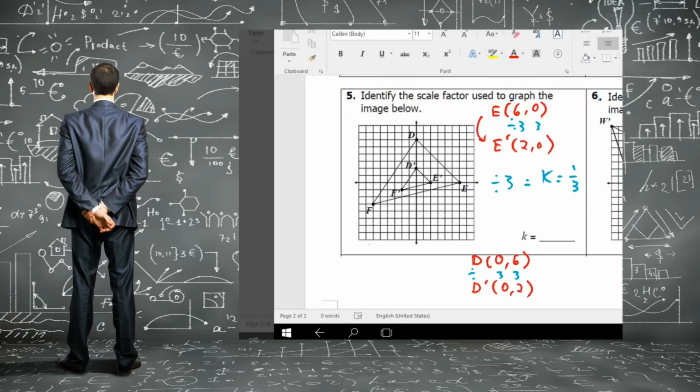And let's just make sure one more time, without a shadow of a doubt, that this is in fact a scale factor of 1/3. Let's look at F and F prime. F is at -6, -3, and F prime is at -2, -1. So how did I go from -6 to -2? I divided by 3. How did I go from -3 to -1? I divided by 3. So on all of these pre-image to image points, it looks like I did in fact use the scale factor of dividing by 3, which is 1/3. And that's how you find the scale factors.